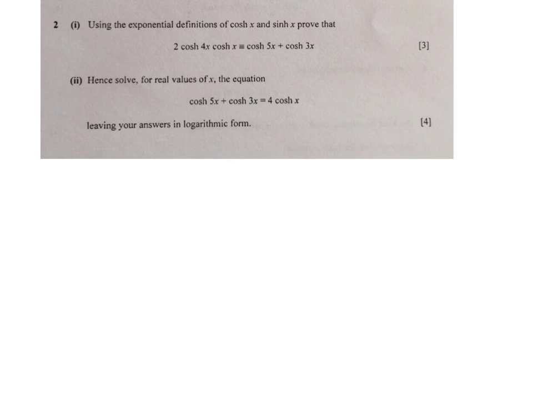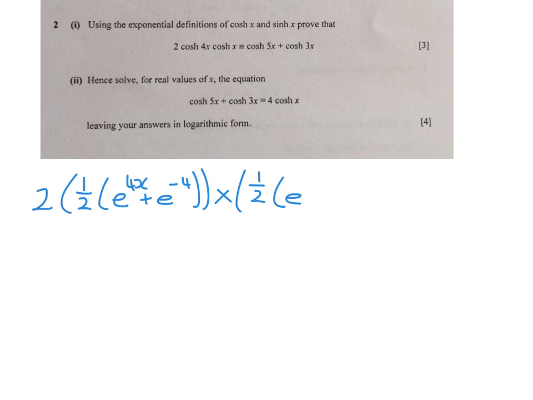So we start by taking the left hand side. Cosh of 4x is 1/2 (e to the 4x plus e to the minus 4x). And the cosh of x is 1/2 (e to the x plus e to the minus x). Just missed an x in there, you need to be careful. So multiplying through with 2 times 1/2, which is 1 times 1/2, which is 1/2.